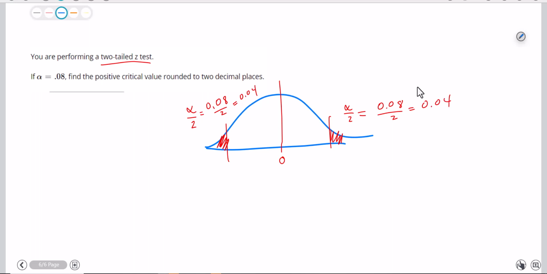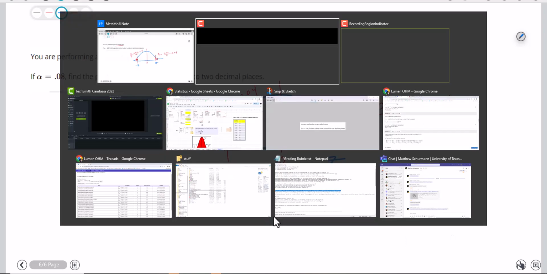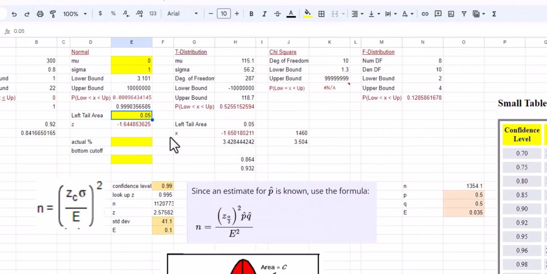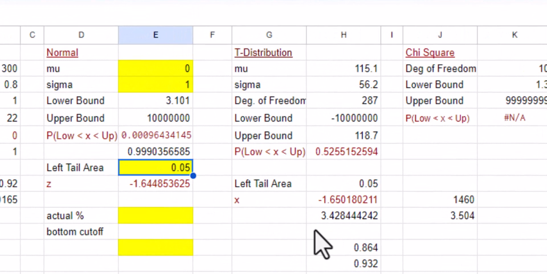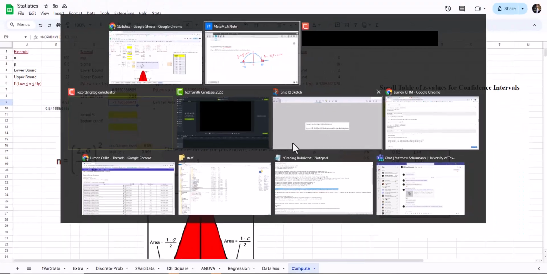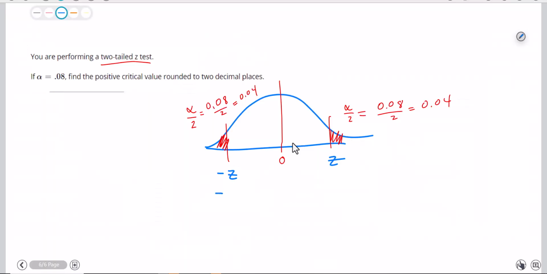And what you'll see is the z values that we get: that would be a negative z, and that would be a positive z. So if I go to my Google Sheets and I put in my left tail area, that would be 0.08 divided by 2, so that's 0.04. I get negative 1.75, but the problem asked for a positive critical value, so it would just be 1.75. So this is negative 1.75, and then the positive here would be 1.75.